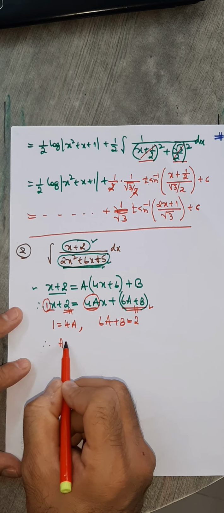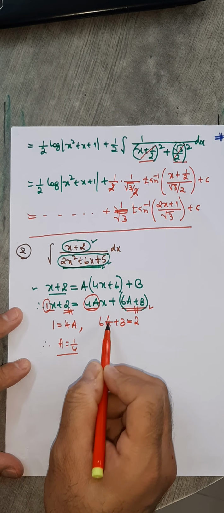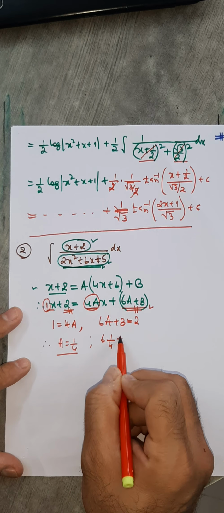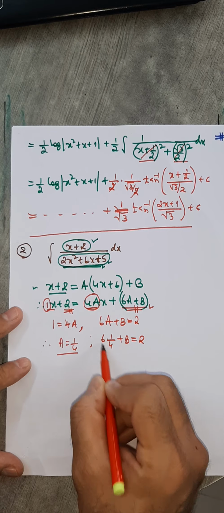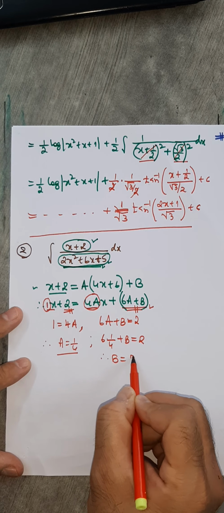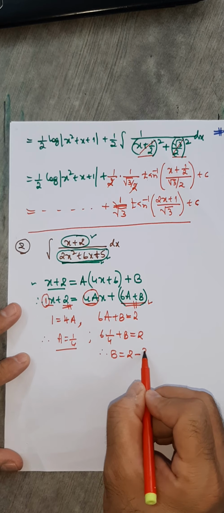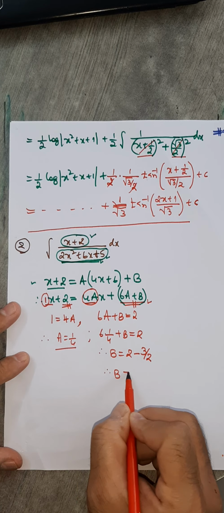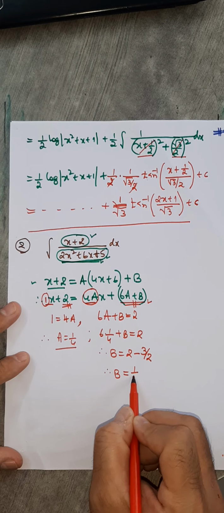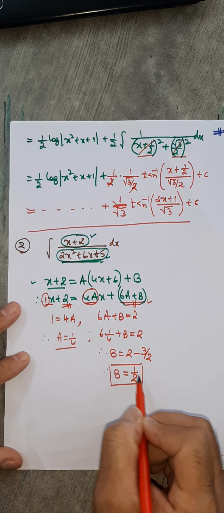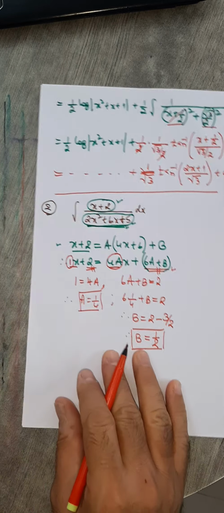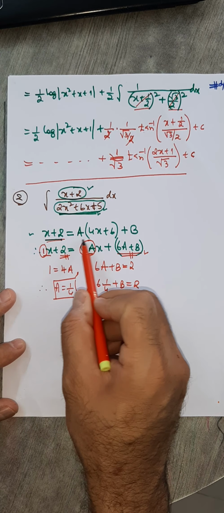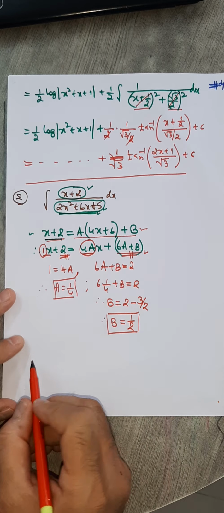So what is a from this? 1 by 4. Put a here and we'll get b. So 6 into 1 by 4 plus b equals 2. Therefore b equals 2 minus 3 by 2, that is 4 minus 3 over 2, so b is 1 by 2. So you got a and b, right? Finally, instead of x plus 2, you have this expression with the values of a and b.